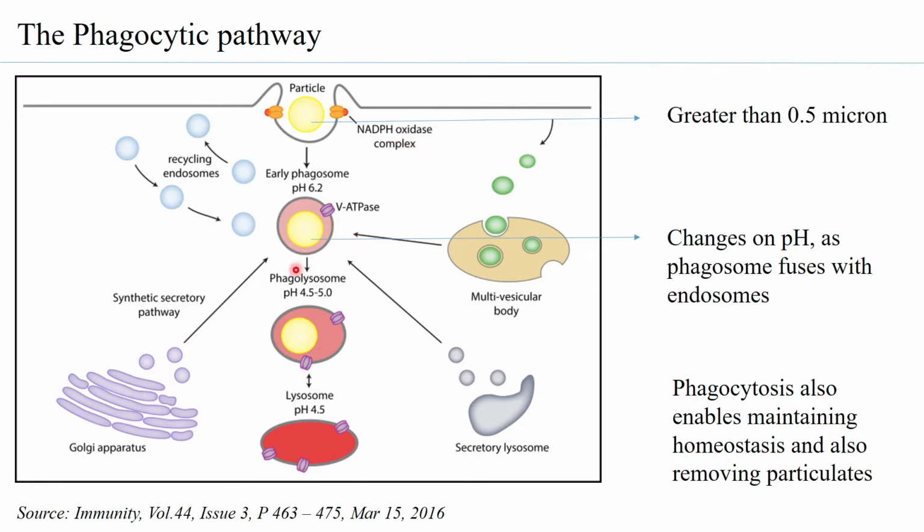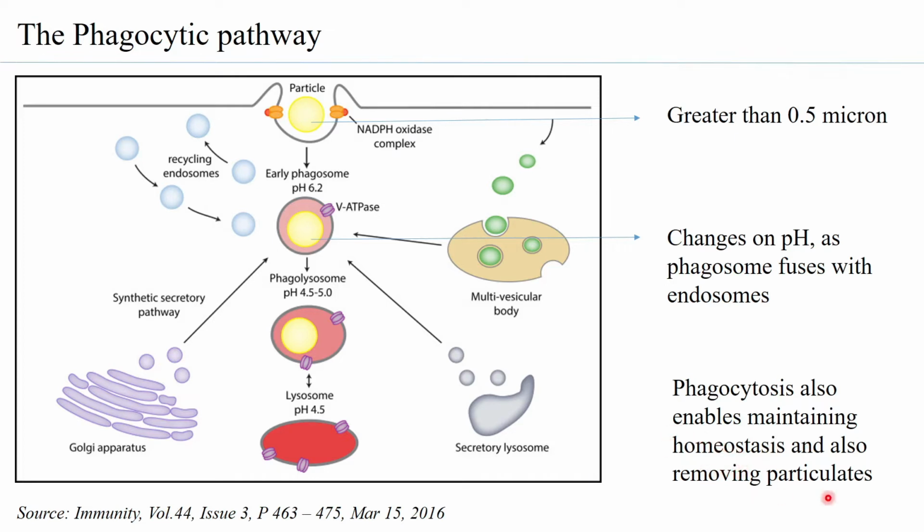So these all are basically a methodology of taking up foreign particulate matter and degrading it into smaller pieces. That is how the particle is eliminated from the circulation. Interestingly, phagocytosis doesn't just contribute to immunity, that is, the innate immune system, but it also contributes to maintaining homeostasis, not just of the immune system, but even other systems.